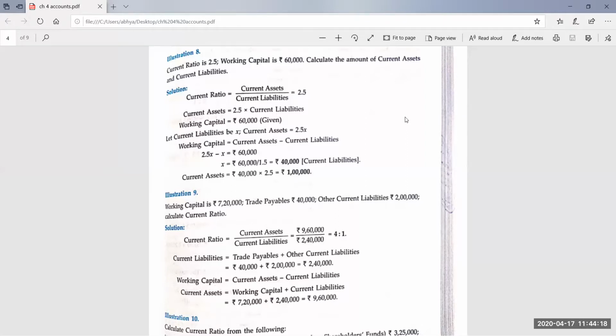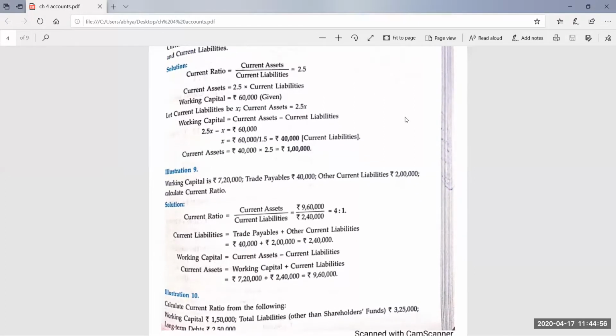Current assets will be equal to, by interchanging the sides, 720 plus 240. Thira, you have subtracted, I think. To find out the current liability, subtraction will be there. To find out the current assets, addition will be there. You have wrongly interchanged the sides, so correct it. Yes. So working capital plus current liabilities is equal to 9,60,000. This is the value of current assets. So now put the values in the formula. 960 upon 240, which is equal to 4:1.